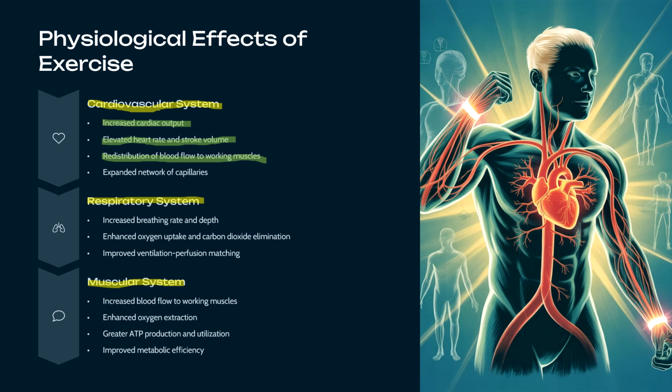Now there is redistribution of blood flow to the working muscles. That means the body parts which are not working at the time will be shunted of blood to give that extra blood to those working muscles which require more oxygen. Expanded network of capillaries: normally there are a huge number of capillaries in every part of our body, but many more capillaries are in a working condition when the person is under physical exercise. So there are four different types of adjustment in the cardiovascular system during exercise: increased cardiac output, elevated heart rate and stroke volume, redistribution of blood flow to the working muscles, and expanded capillary network.